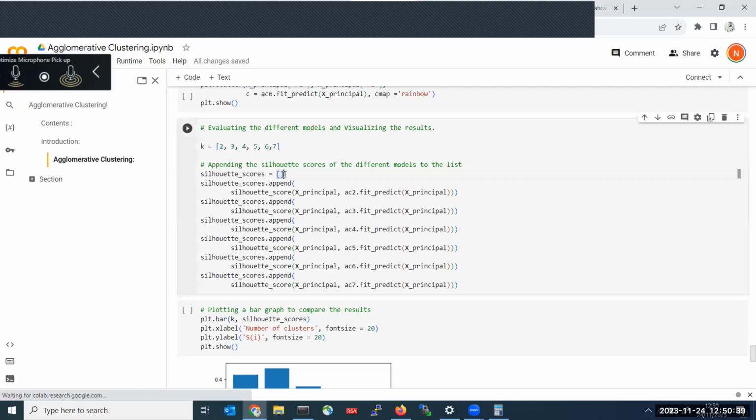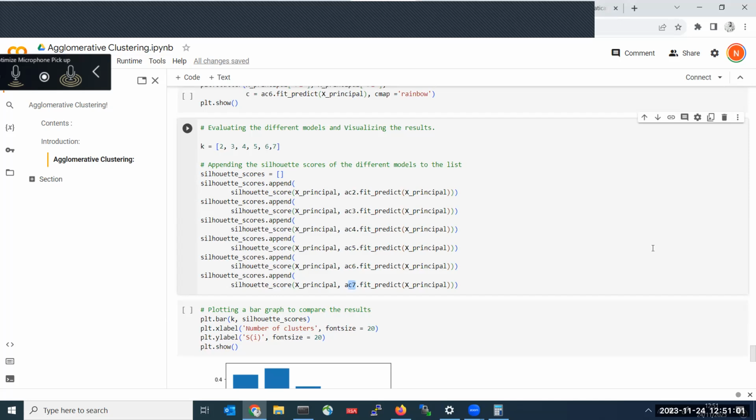So what I'm doing is creating an empty list of Silhouette scores, and I'm calculating it for each model. AC2 means I'm doing agglomerative clustering with 2 clusters, the same with 3, agglomerative clustering with 4, the same with 5, 6, and 7.